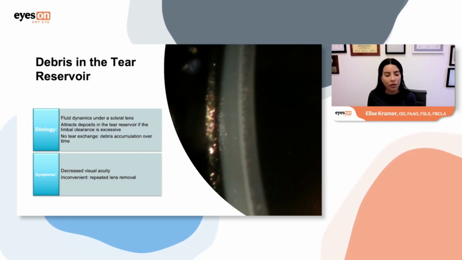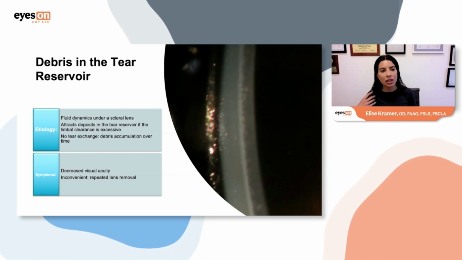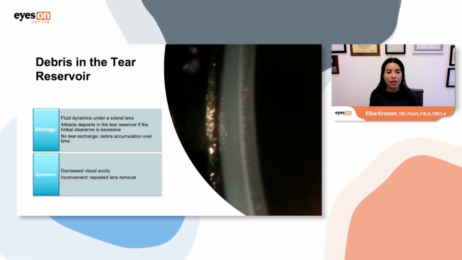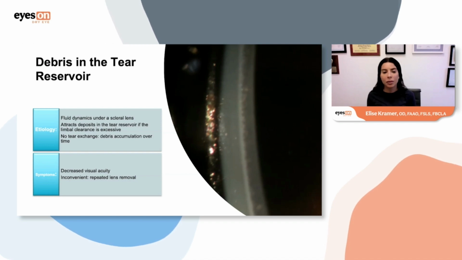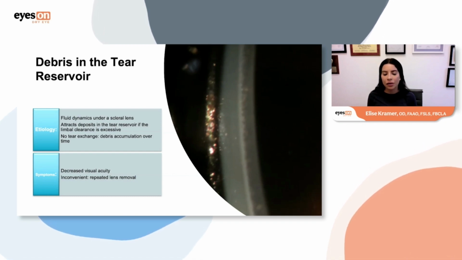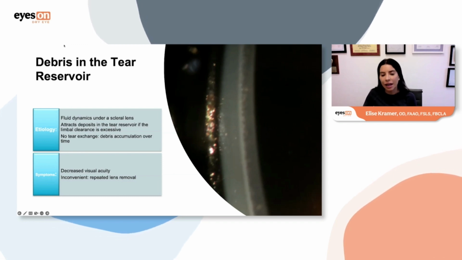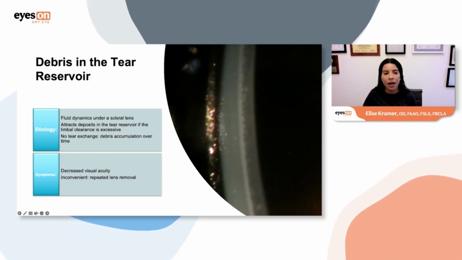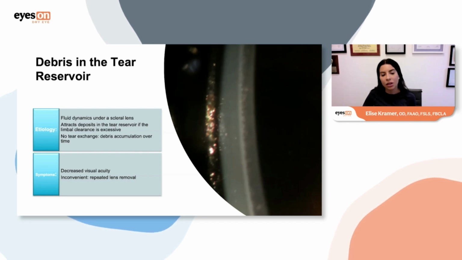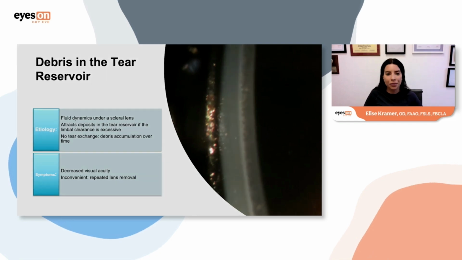People complain of fogging. This is midday fogging in essence, and the patients find themselves having to remove their lenses in the middle of the day, which is extremely inconvenient, especially if they're not home, and then putting it back in, which, as I mentioned earlier, is kind of a fishing type of condition that can actually exacerbate the production of debris, which can make the condition worse. So repeated lens removal is not the answer.